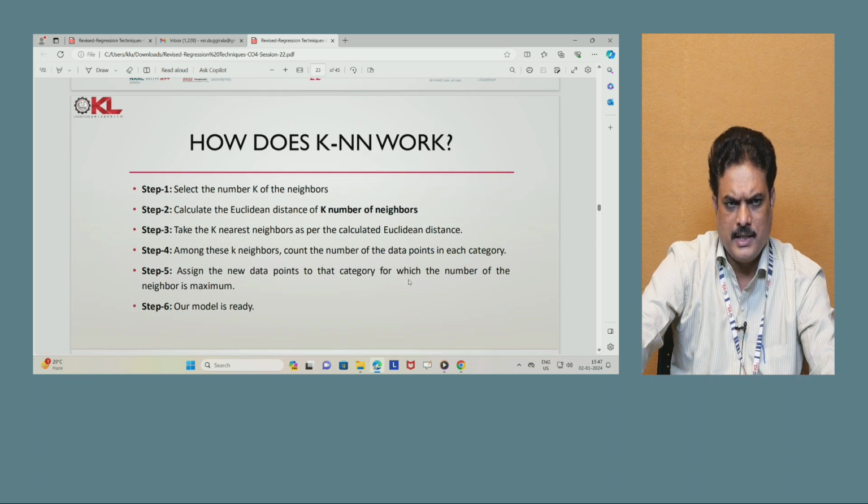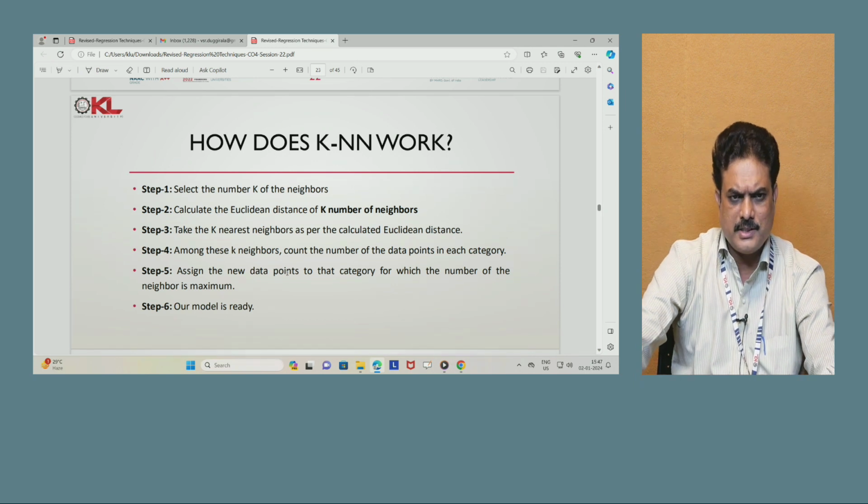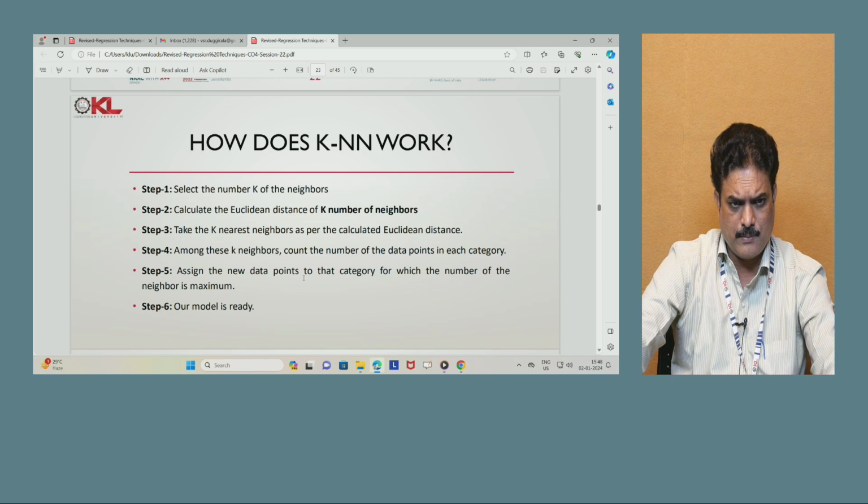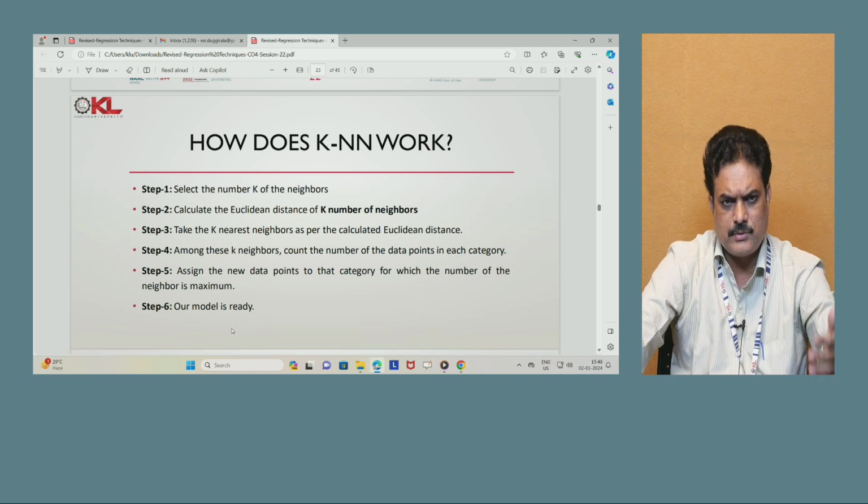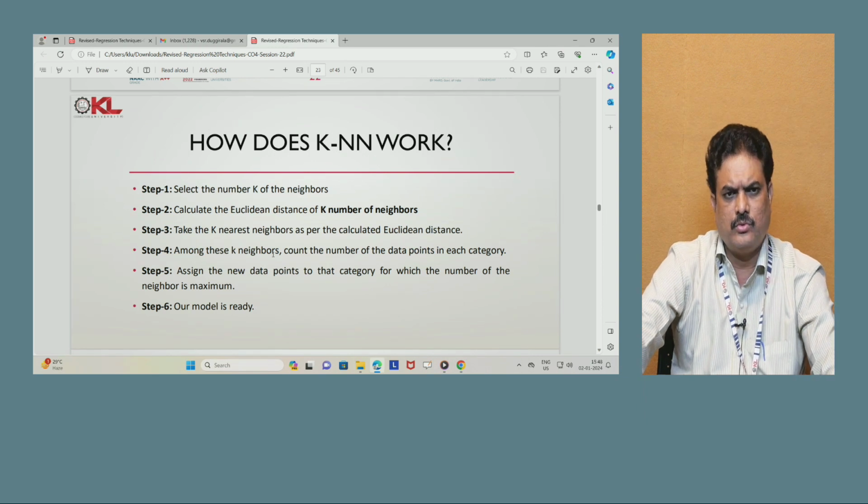How does KNN work? Step 1, select the number k of the neighbors. Step 2, calculate the Euclidean distance of the k number of neighbors. Step 3, take the k nearest neighbors as per the calculated Euclidean distance. Step 4, among these k neighbors, count the number of data points in each category. Step 5, assign the new data point to the category for which the number of neighbors is maximum. And step 6, our model is ready. These are the steps involved in working with KNN.